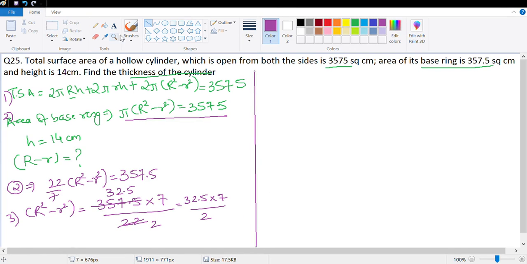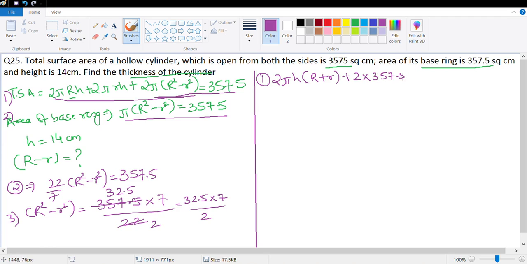Now let's calculate the value from the first equation. The first equation gives us 2 pi h. If I take 2 pi h common, what is left here is R plus r from the first two terms, and then 2 times pi times (R square minus r square), which is 357.5. This is equal to 3575. Since pi times (R square minus r square) is given equal to 357.5, I'll just replace that value from here.